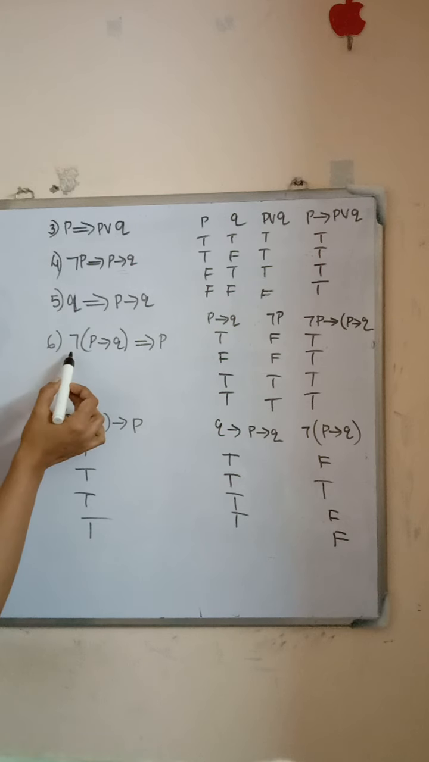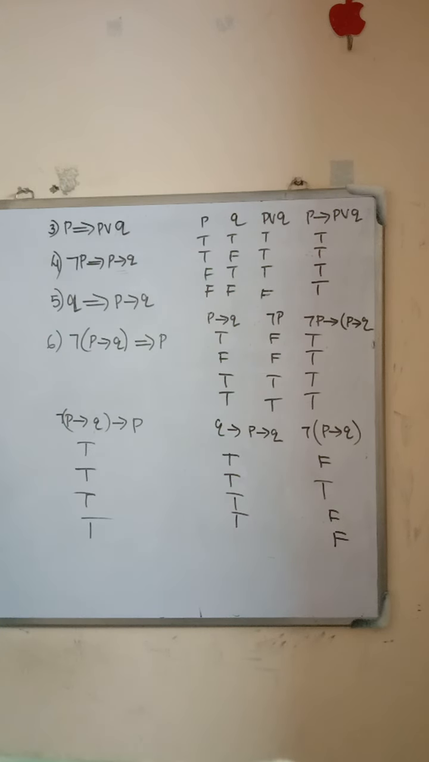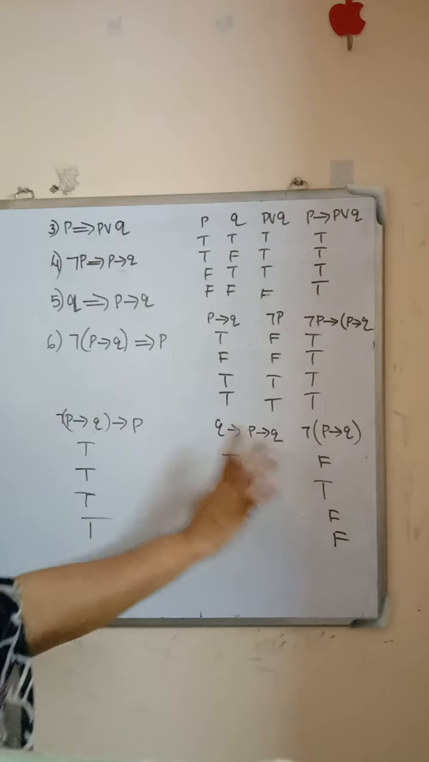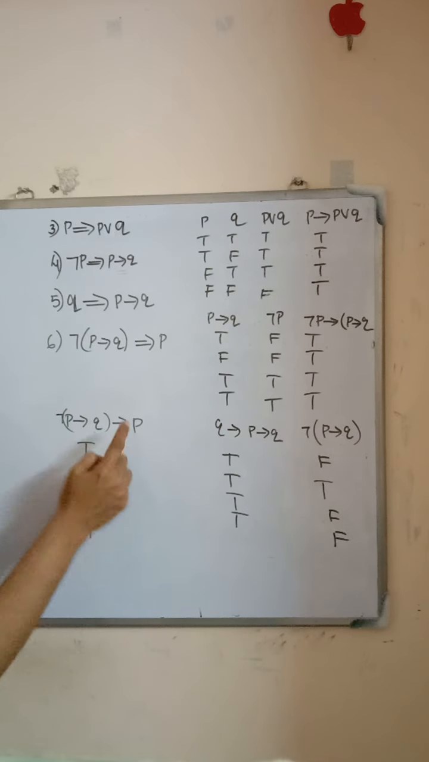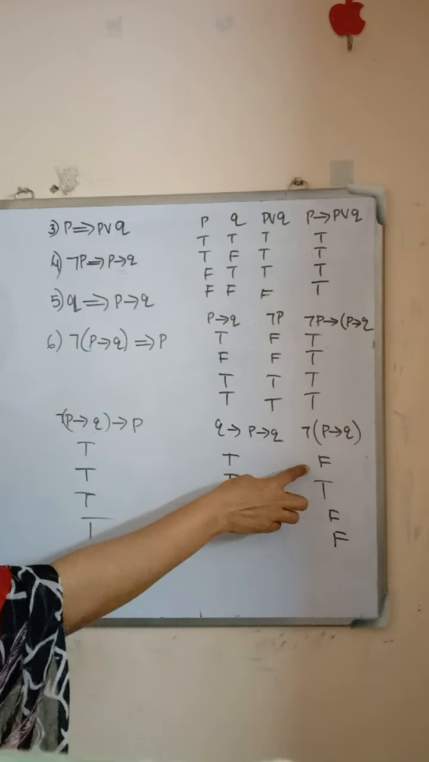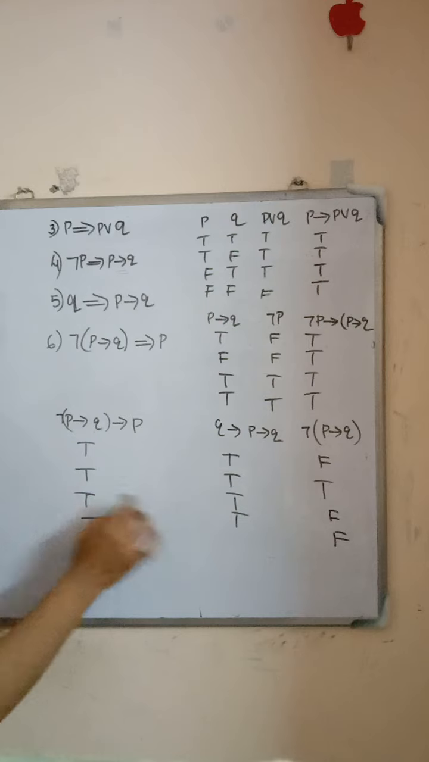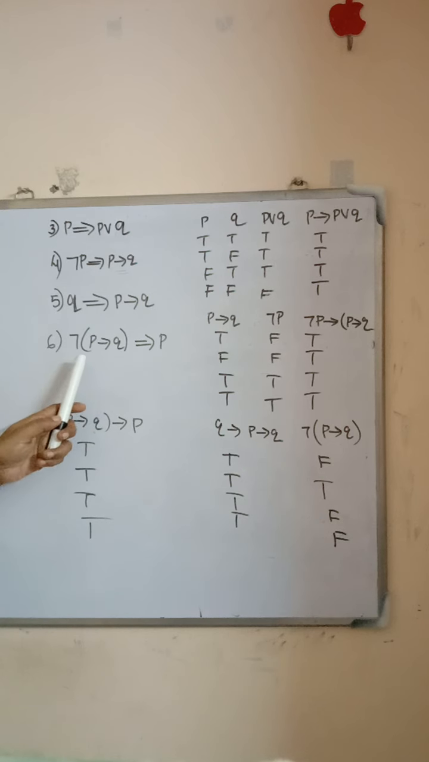Next, we consider the result negation of P conditional Q implies P. Negation of P conditional Q is false, true, false, false. Then negation of P conditional Q, conditional P. False, true, true, true, true, true, false, false, true, false conditional false is also true. So this is also a tautology. Therefore, negation of P conditional Q implies P.